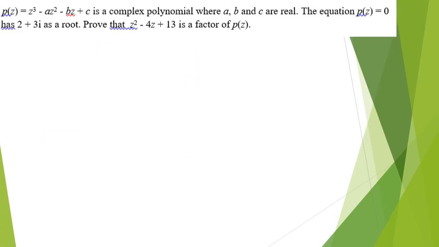Okay, you've got a cubic equation in here. You've been given a cubic equation, and we are given that one of the roots is 2 plus 3i. So it's definitely the case that 2 minus 3i is another root. So that's your first step: you would say 2 minus 3i is a root. Then you would rewrite those as factors. So z minus 2 minus 3i, and the other factor is z minus 2 plus 3i.